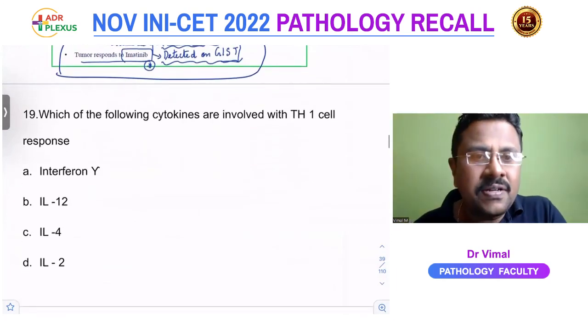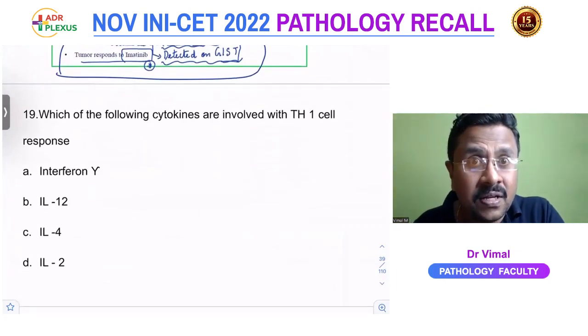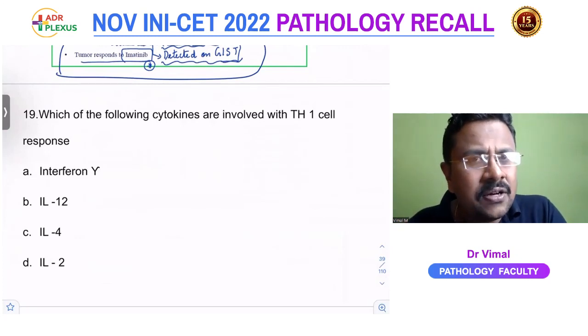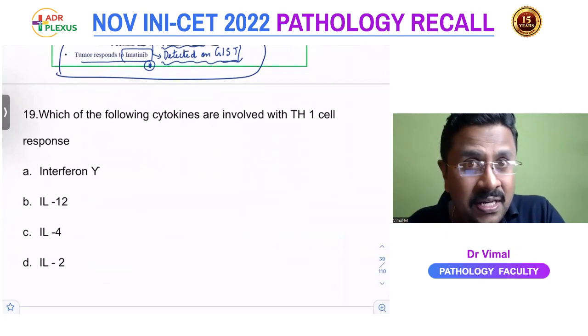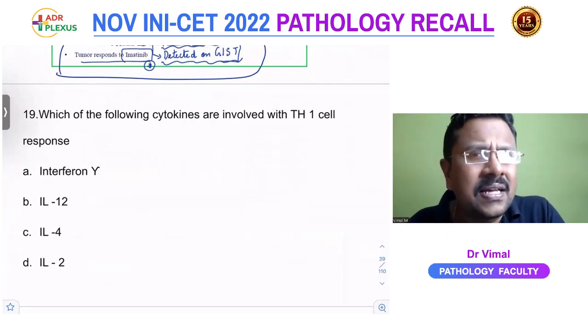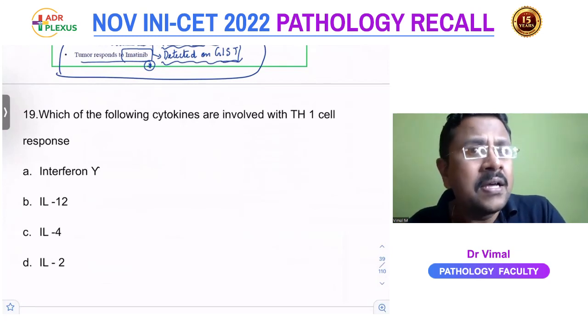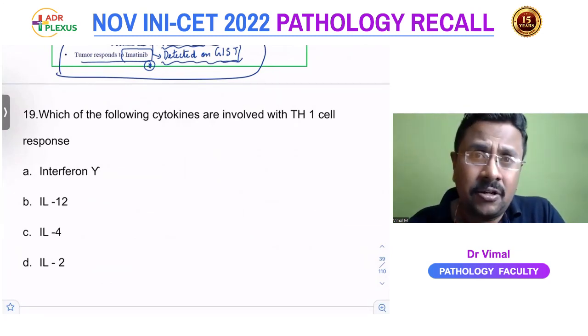So moving on to the next question, which of the following cytokines are involved with the T helper 1 cell response? This time INICET has given much weightage to the chemical mediators, especially the cytokines, that is the interleukins. They have asked even in a single session for 2 questions, and in the afternoon session also they asked questions regarding these interleukins.